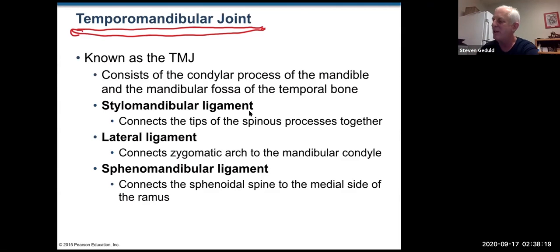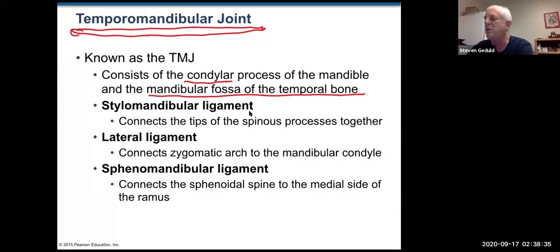So the temporomandibular joint consists of the condylar process, the head, the condyle, of the mandible, and the mandibular fossa of the temporal bone. We talked about that in the lab last time. So the condyle of the mandible articulates to the mandibular fossa of the temporal bone. That's where the joint is flexible. That's where TMJ dysfunction occurs.